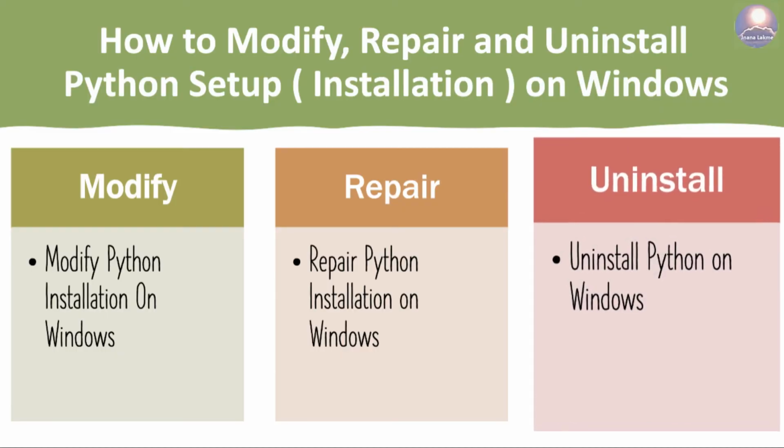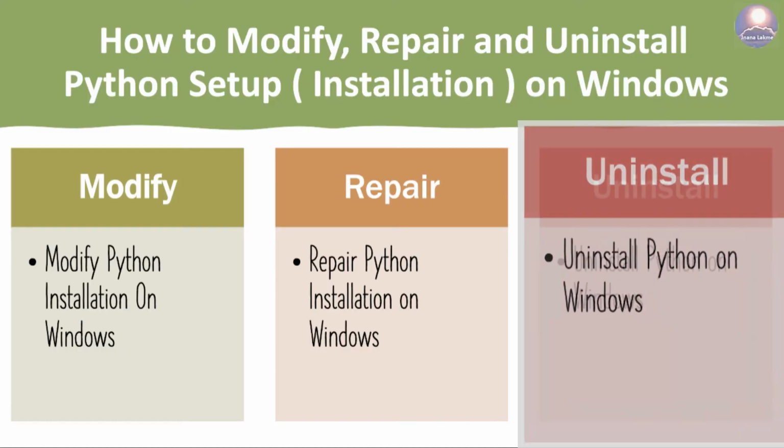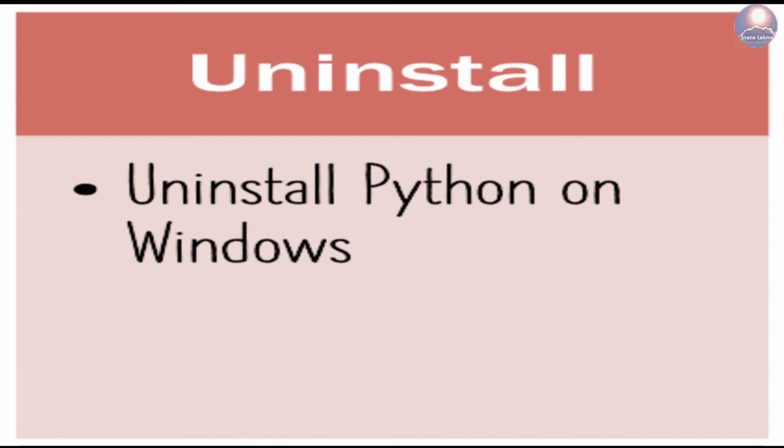Uninstall Python on Windows. The uninstallation of Python will remove the selected version of Python entirely and also remove all entries of that specific Python from the system completely, except Python Launcher for Windows, which has its own entry in programs and features.